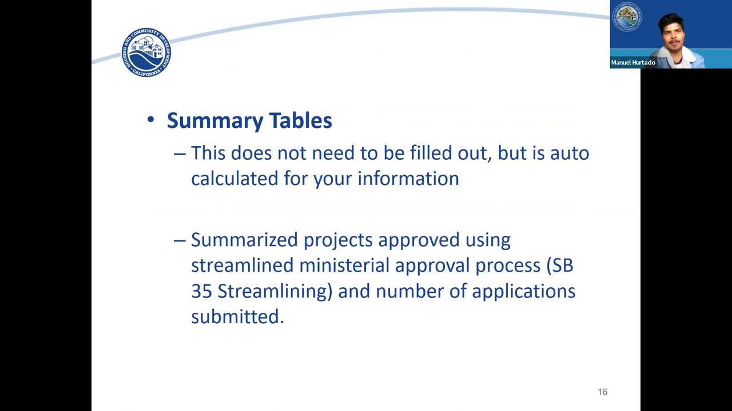The summary tables auto-populate with information on both, one, projects approved using a streamlined ministerial process, and two, the number of applications submitted. The summary table is only there for your information. They auto-populate with information already provided and can be easily printed for your own records. An important thing to remember is that the tools and summary tables are counted based on the dates provided in earlier tables. So for example, building permits will only be counted if the year the building permit was issued matches the reporting period for that APR. If you notice the totals are not adding up to the right number, check to make sure you've entered the correct years. If you see an error in any formula on this page, contact HCD. Next slide, please.